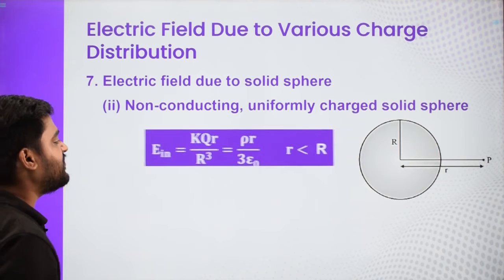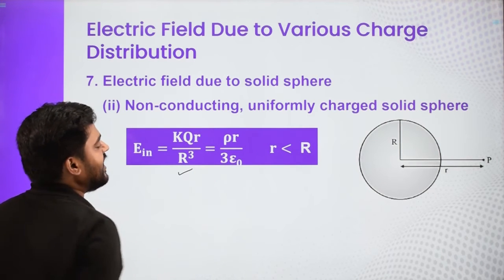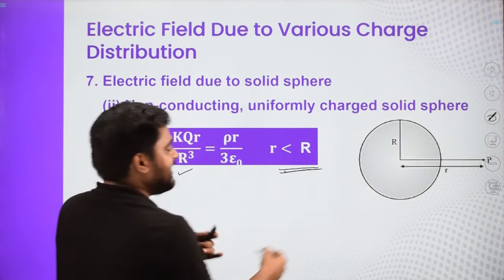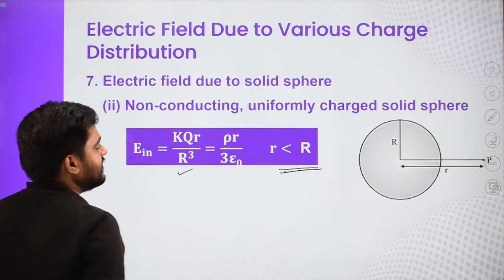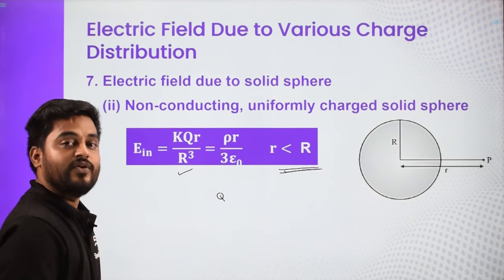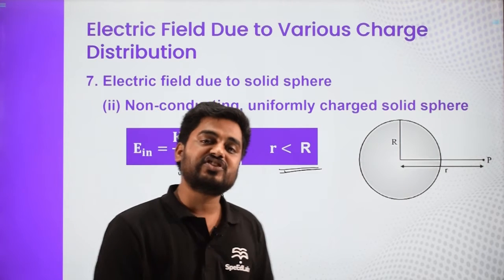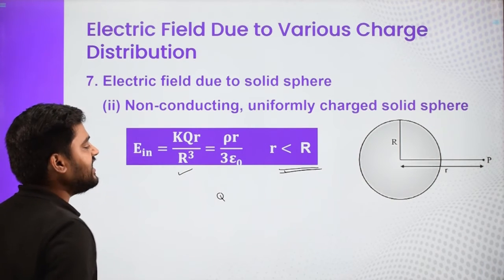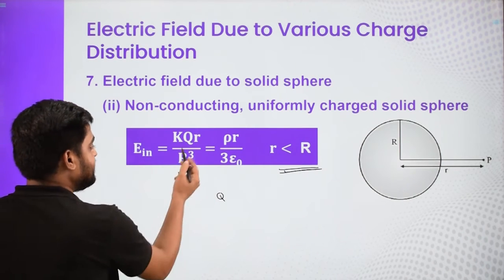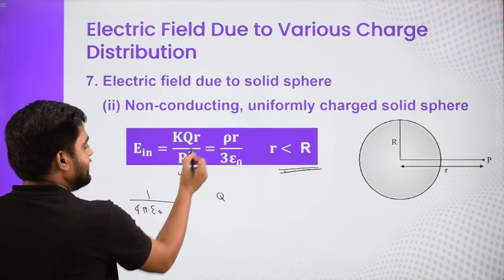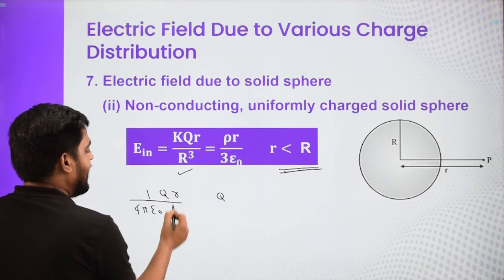So this is the formula which we just did, that KQR by R cube for a point R less than capital R. What about this? So if you do this Q, what is rho? Rho is the volume charge density, that is total charge upon total volume. So if you write Q by, so just divide it with 4 by 3 pi R cube. So this is K, which is 1 upon 4 pi epsilon naught. This is Q R and R cube.